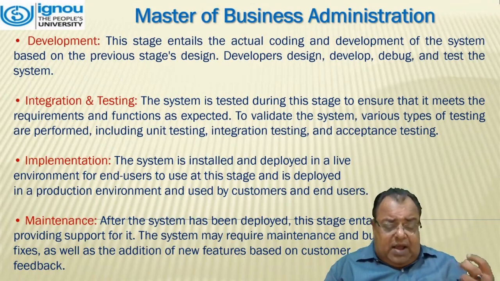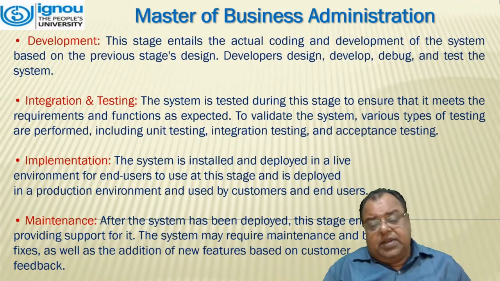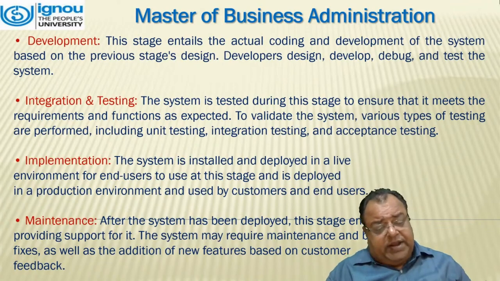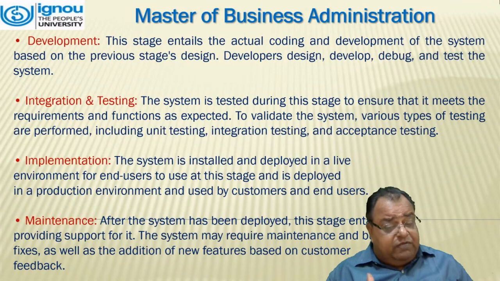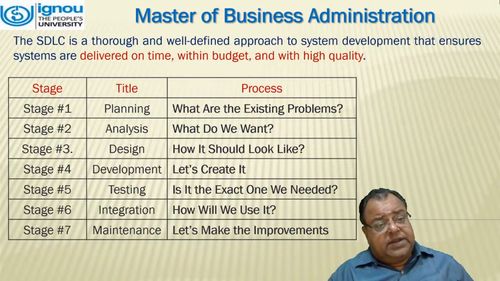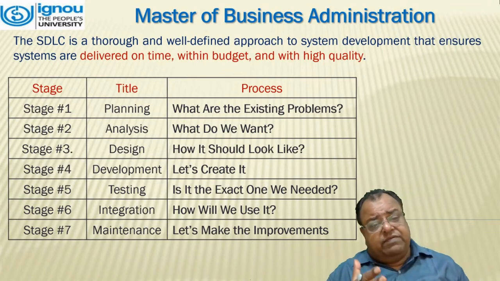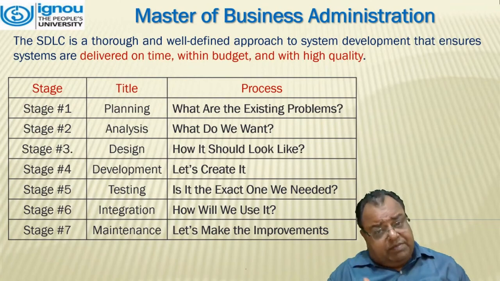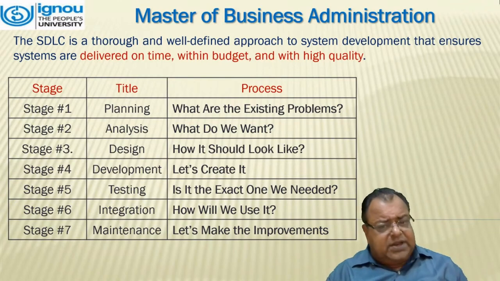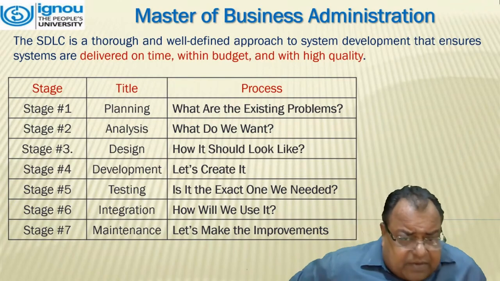Maintenance, the last part. After the system has been deployed, this stage entails providing support for it. The system may require maintenance and bug fixes as well as the addition of new features based on customer feedback. SDLC is a thorough and well-defined approach to system development that ensures systems are delivered on time, within budget, and with high quality. Now we will see the seven stages and how they normally do the work.